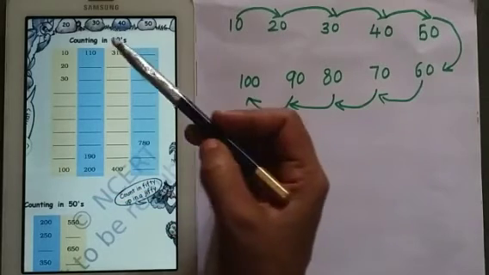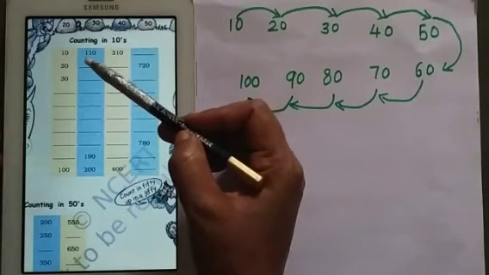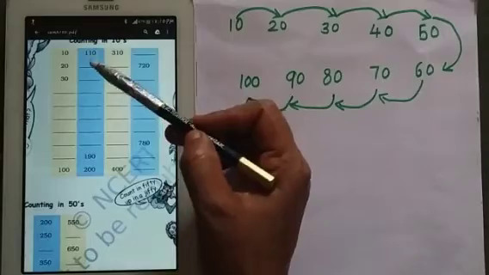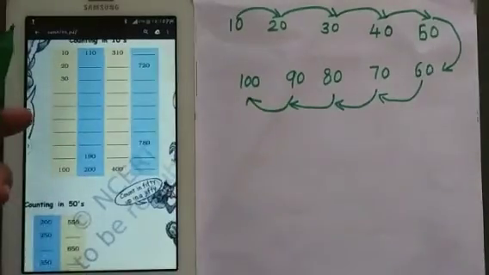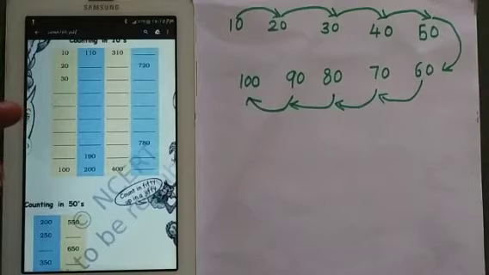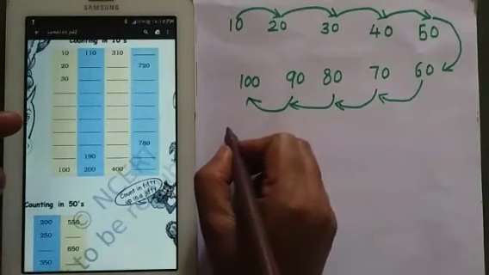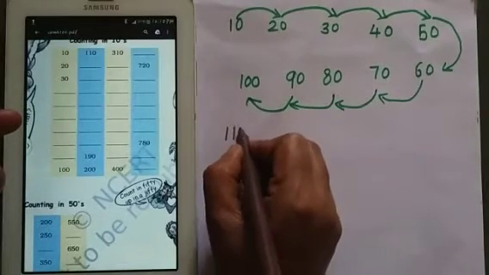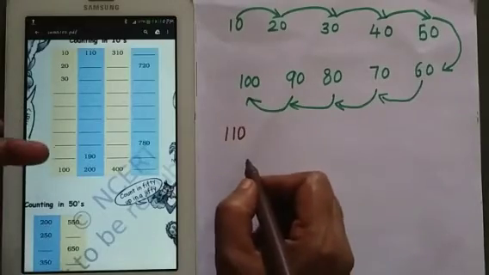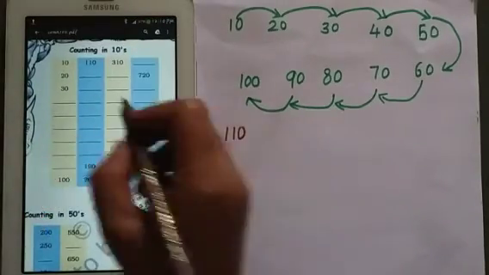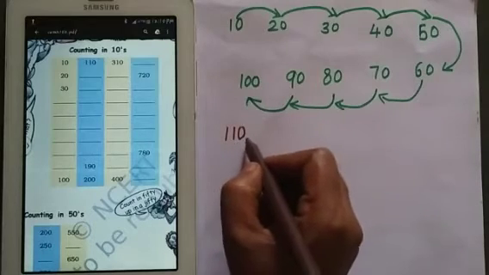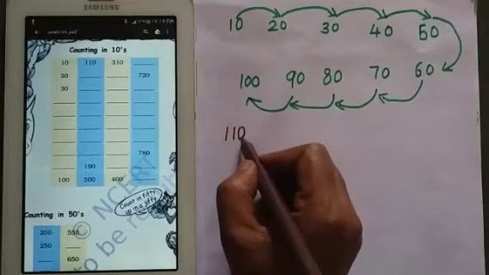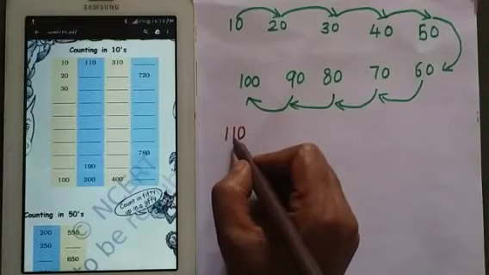Okay children. Now same way we are doing for 110. Okay. So see here. This number is 110. Yes. We are doing counting in 10 numbers. Yes, children. So count 10 more numbers.